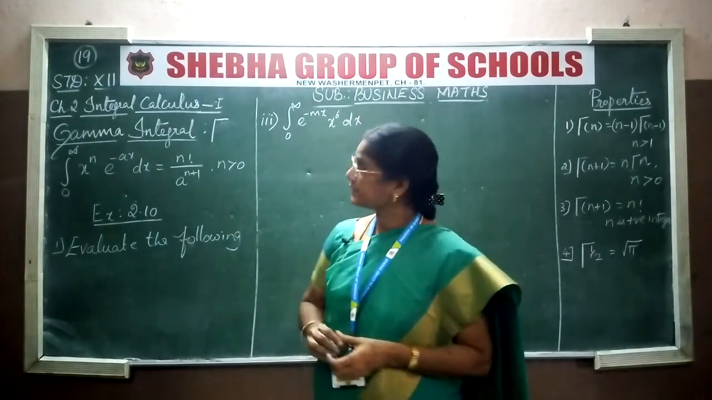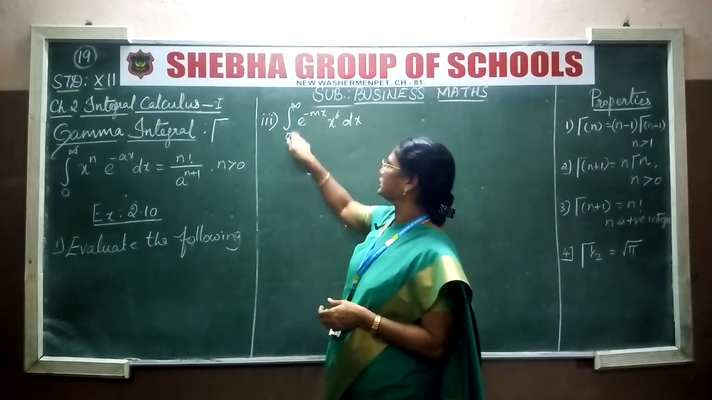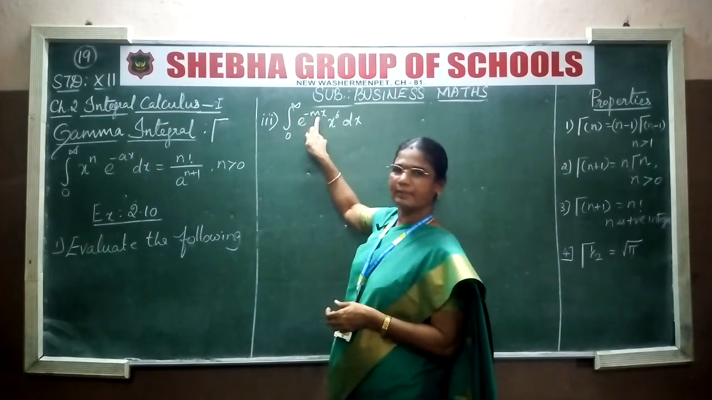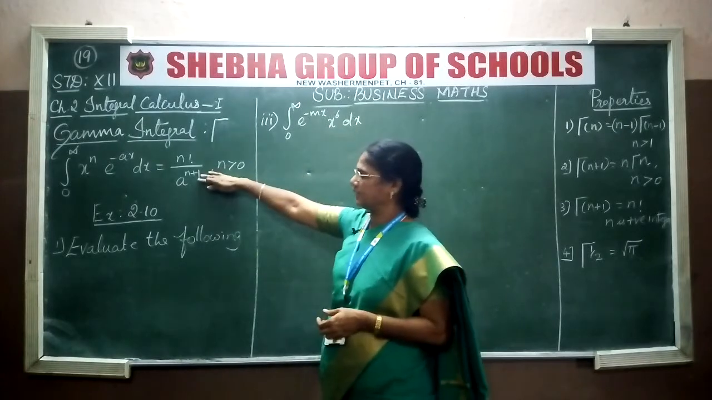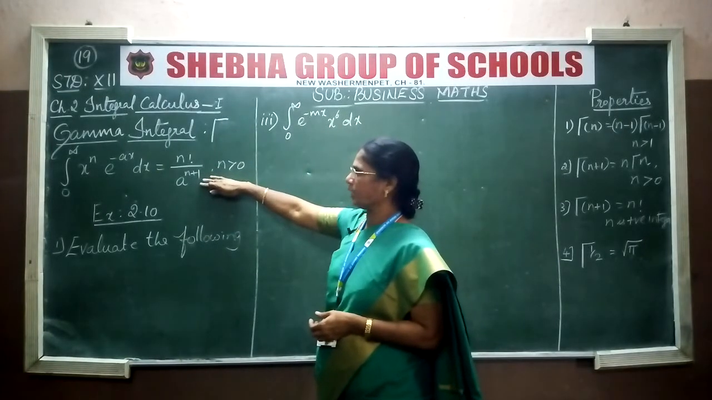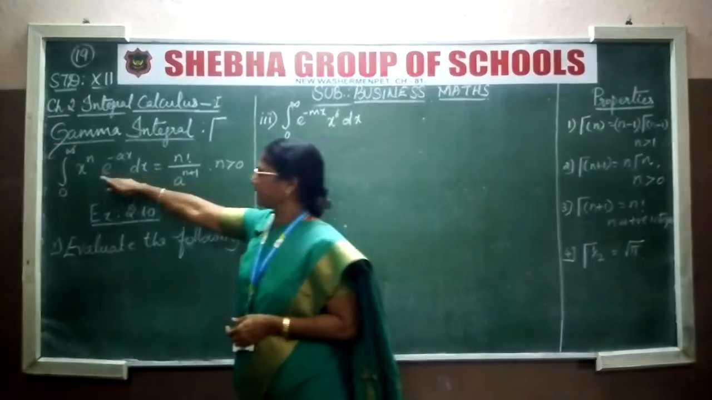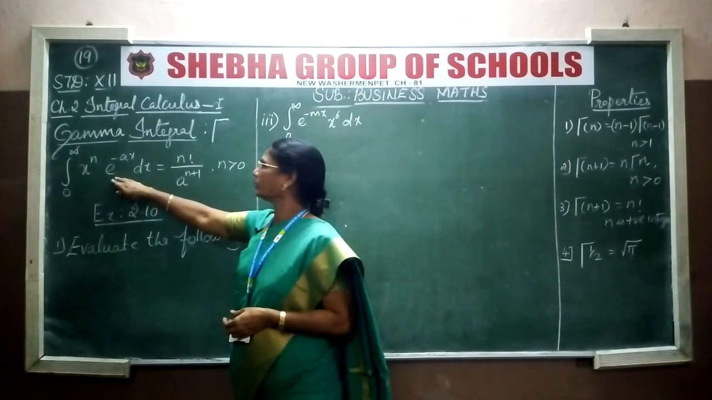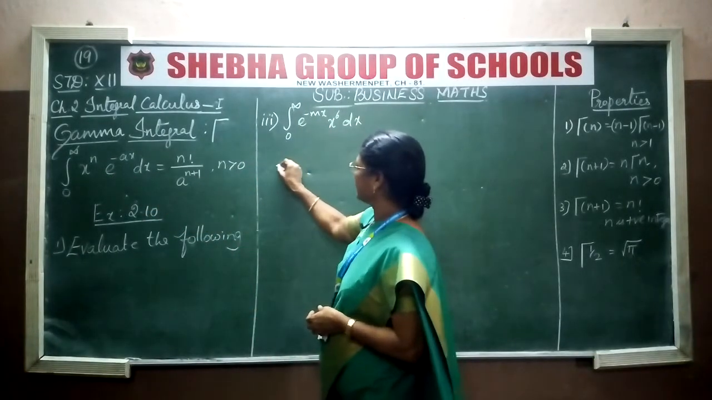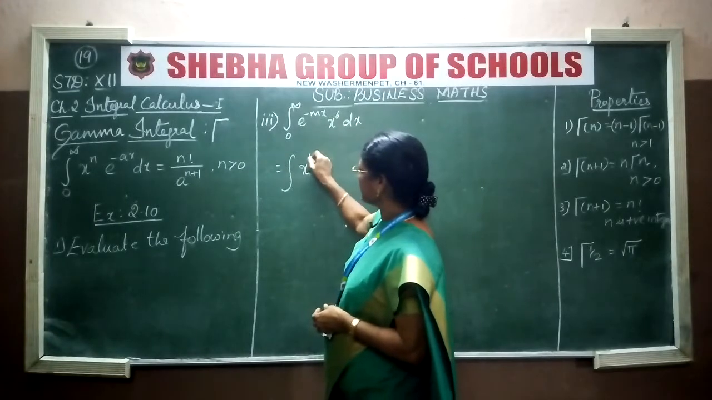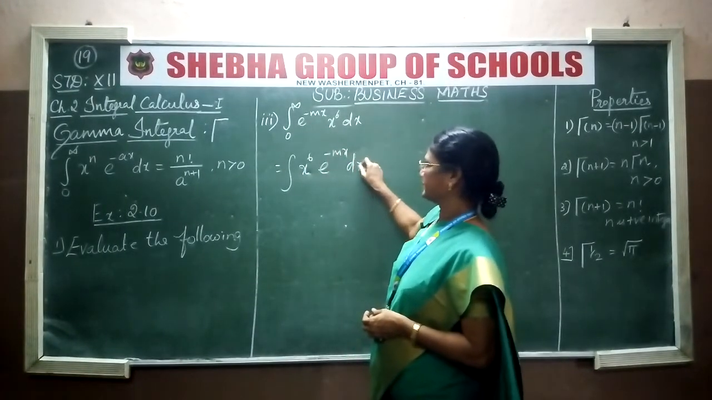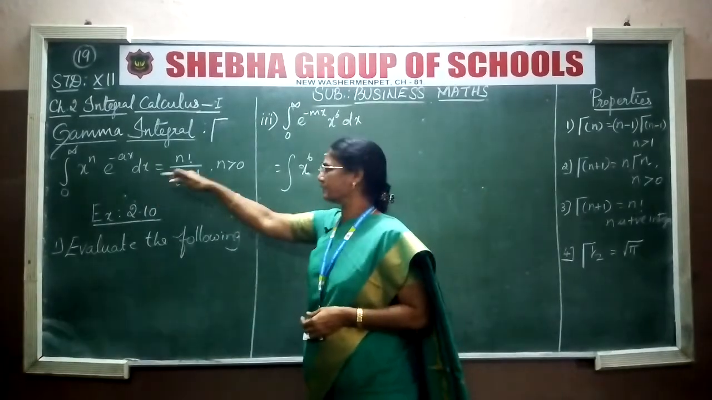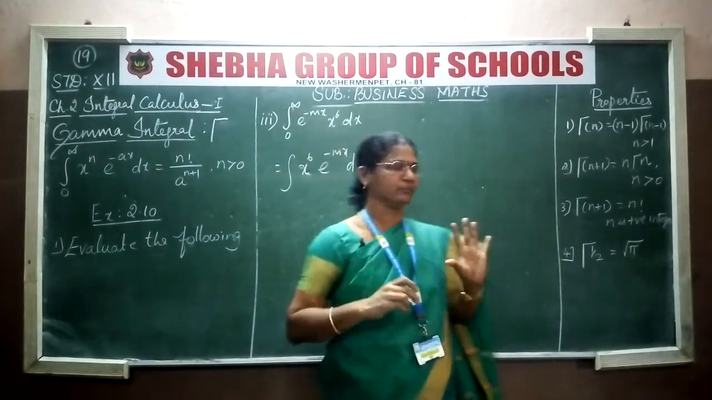Next, let us see the third one. The third one is integral 0 to infinity e power minus mx x power 6 into dx. This is of this form. So we use this formula. First write x power n and then e power. First I write x power n. X power 6 into e power minus mx into dx. This form is written. Okay. First write the formula one time.